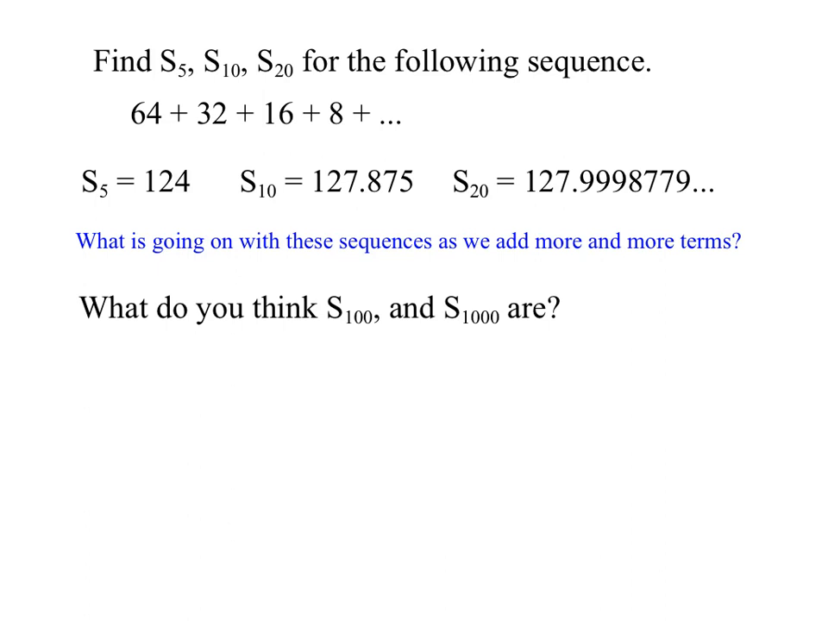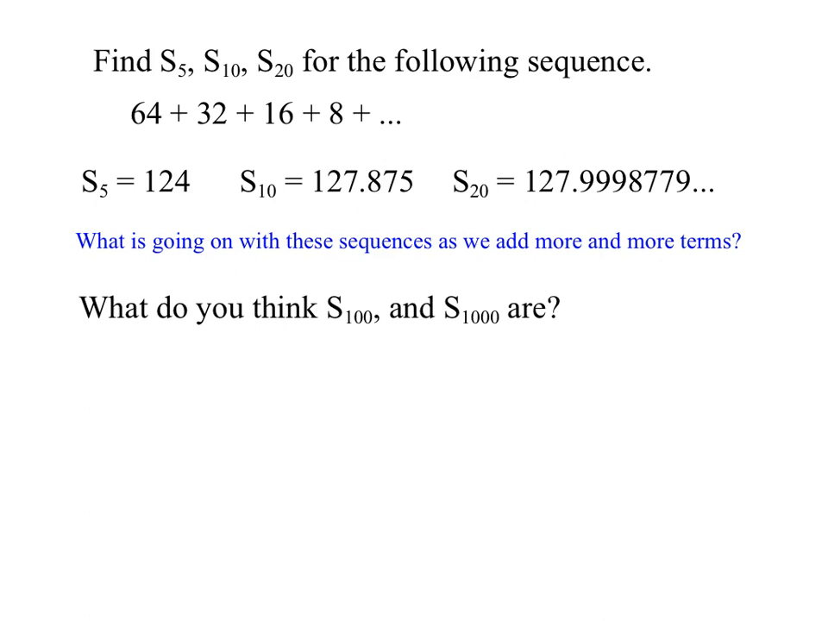All right, so if you look at this sequence given here, and we were to find the sum of the first 5, the first 10, and the first 20 terms, you'll notice something happening to this number. The sum of the first 5 terms is 124, the sum of the first 10 terms is 127.875, and the sum of the first 20 is 127.9998779. So if you look at the pattern of these three sums, think about these two questions. What's going on with these sums as we add more and more terms? And what do you think S sub 100 and S sub 1000 are?